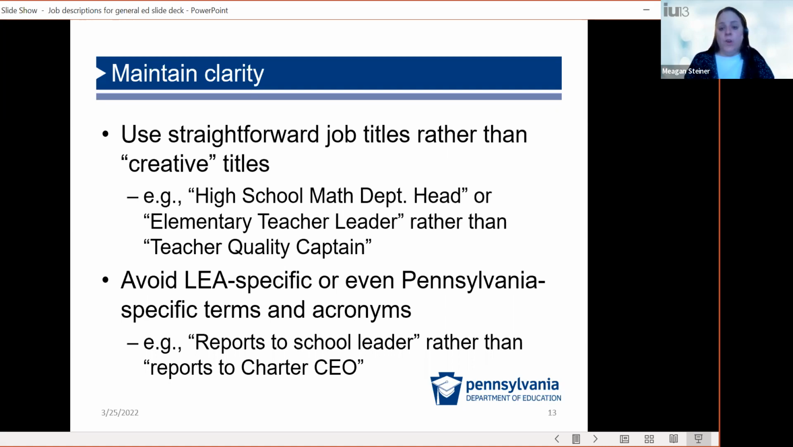So use straightforward job titles rather than creative titles like high school math department head or elementary teacher leader, rather than teacher quality captain, because that seems vague and seems like that could be 4 different things. Avoid LEA specific or even Pennsylvania specific terms and acronyms, because we know people may be coming from other states as well. So reports to school leader rather than reports to charter CEO, for example.